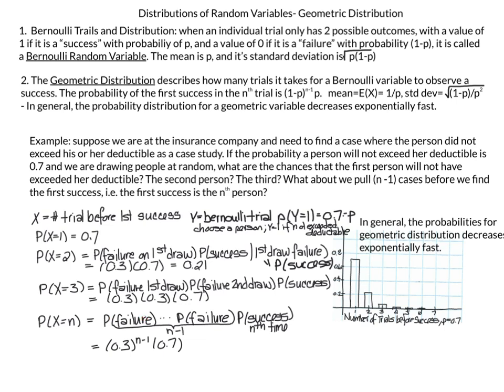So probability of failure n minus 1 times, and then the nth time we have success. So that's 0.3 to the n minus 1 times 0.7.